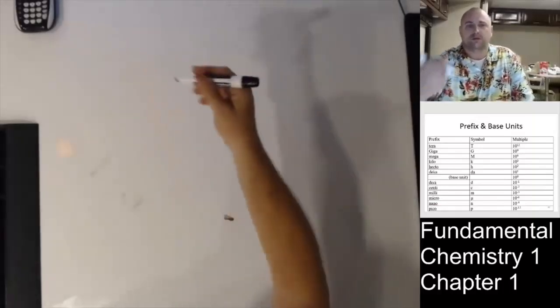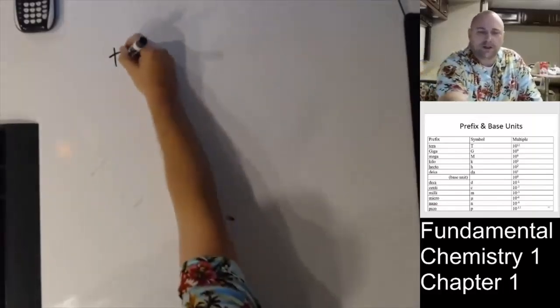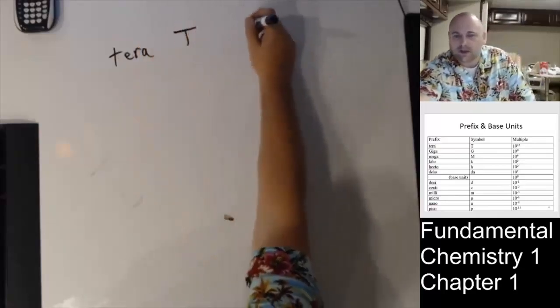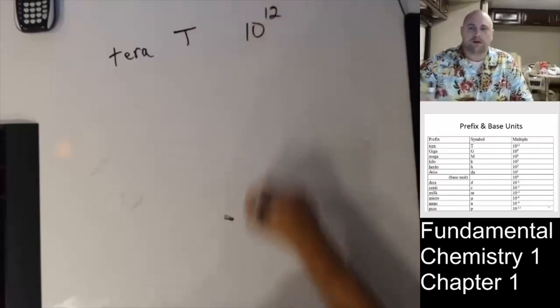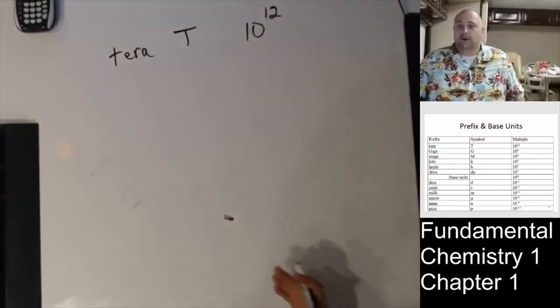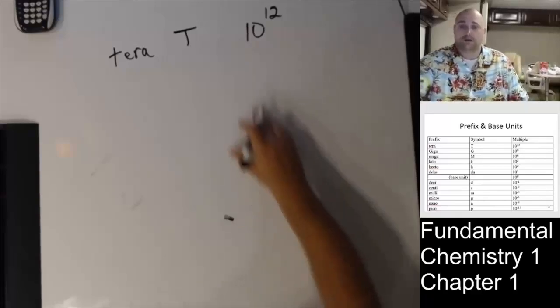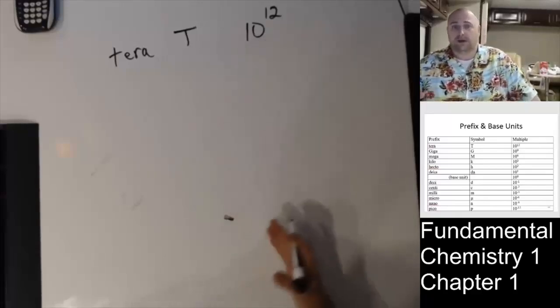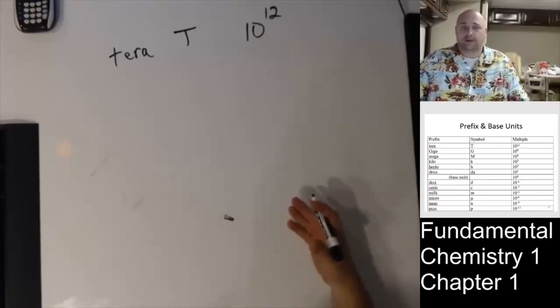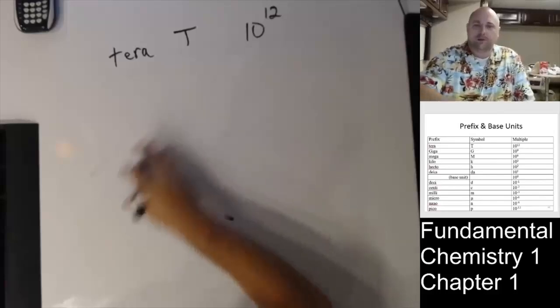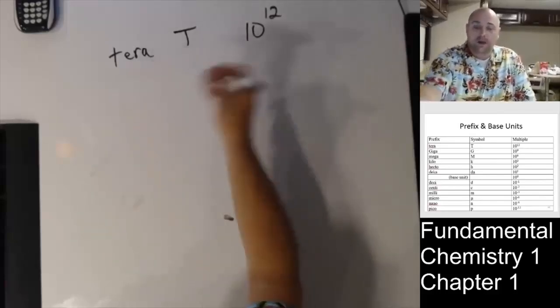So let's do Terra. All right. So it says Terra, and it says it's the symbol T, and it's 10 to the 12. All right. So if I have a terabyte on my computer, it's got roughly 1,000 gigabytes, roughly 1,000 megabytes. Oh man, we learned the same way. I'll explain all that in a minute, but let's see.